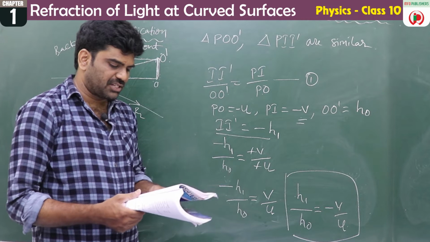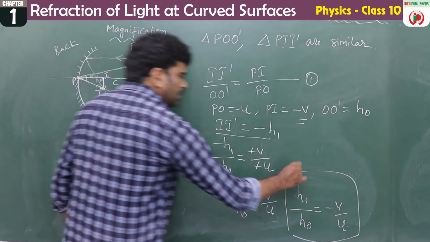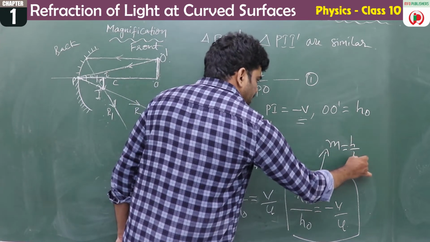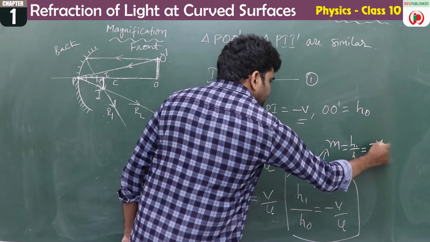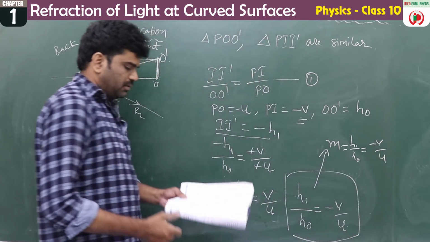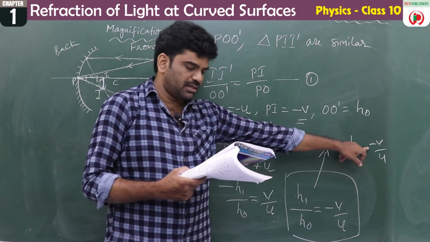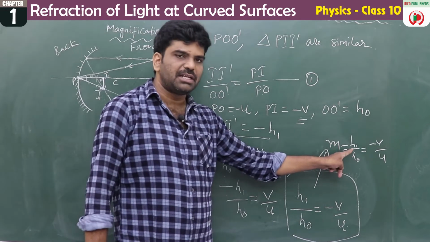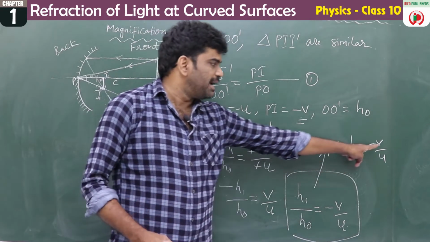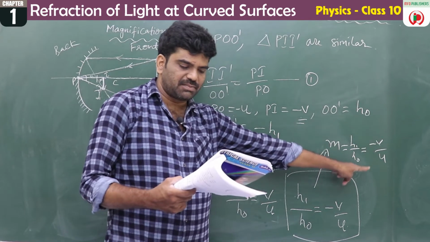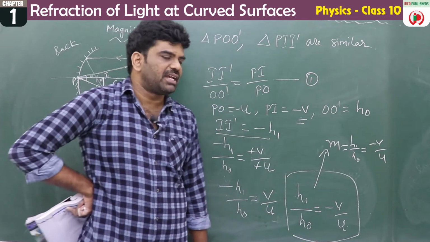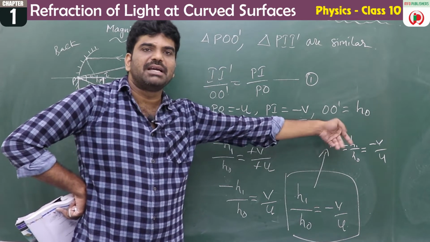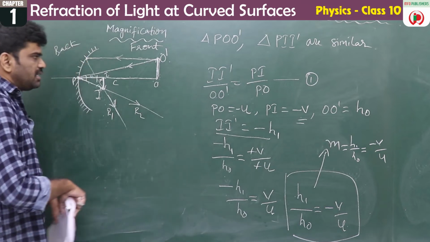We define the magnification as M. So M is equal to HI by HO is equal to minus V by U. Okay, so that can be height of the image by height of the object. Simply, magnification is height of the image by height of the object, or that is equal to image distance by object distance.